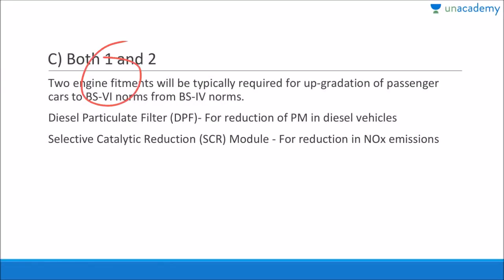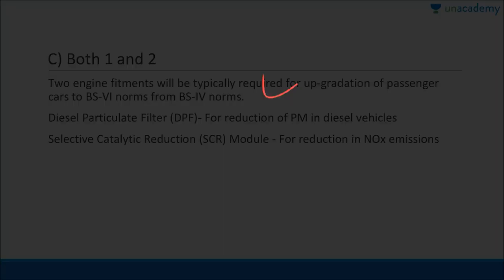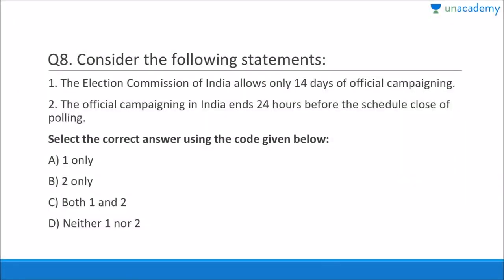So two engine fitments will be typically required for upgradation of passenger cars to BS6 norms from BS4 norms. So it includes diesel particulate filter for reduction of particulate matter and selective catalytic reduction module for reduction in NOx emissions.